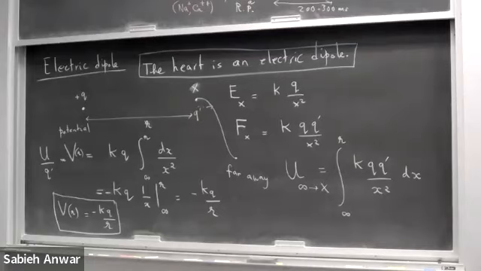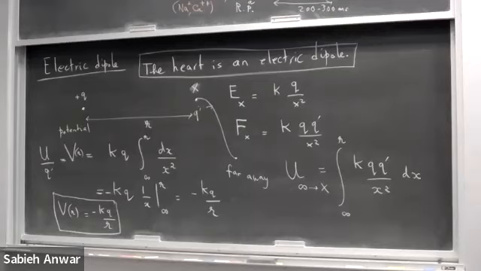Now, why am I doing this? I'm doing this because of two reasons. The first reason is that if I can generate an electric dipole, far away from that electric dipole there is going to be a potential. And far away from the electric dipole, there is going to be an electric field. If the heart is a dipole, which I'm going to show how it is a dipole, it's going to produce an electric field far away.